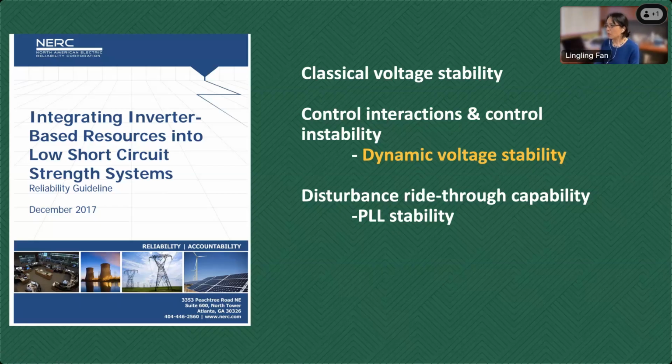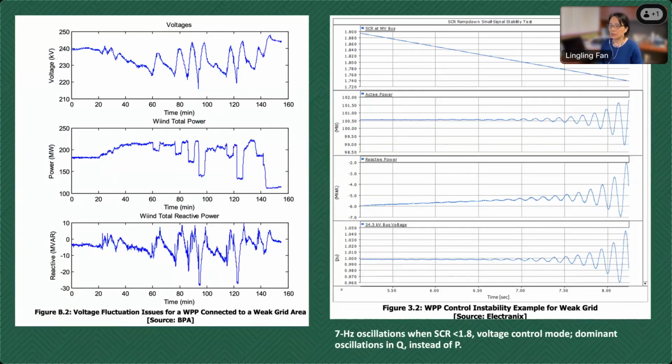Let's look at two real-world field measurement data from the report. The first one is from BPA. It shows a wind farm. Basically, you ramp up real power and the voltage is going down. This is very classical voltage stability, because you don't like this: you keep sending power to the grid and the voltage goes down. We understand this part.